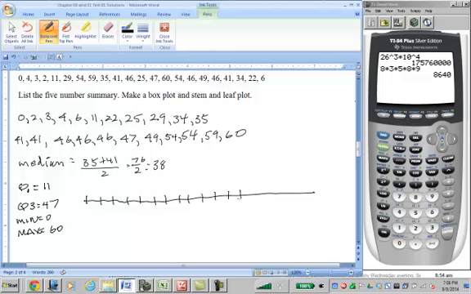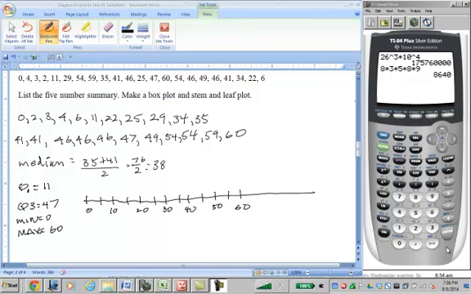Okay, so here I got my x-axis. So here's the min right here, and Q1's right here. It's Q1, right around 11. Remember, it's going to be inexact. The median is 38, so we're right around here. Q3 is 47, so it's around here, and then the max is 60.